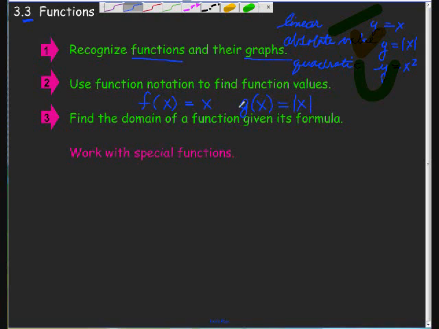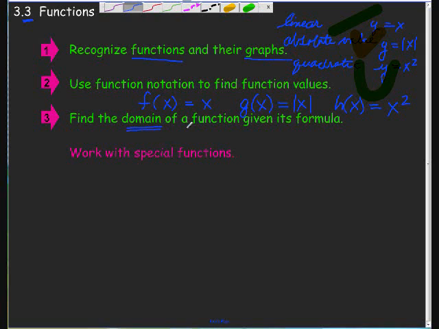So this isn't multiplication of f and x. No, no, no. It's the name of the function. We're calling the function f, or we're calling the function g. The x refers to what goes into it, the domain. And then I could have function h of x, which you can probably predict, is squaring x. So three different functions with three different operations. This one squaring, this one taking absolute value, and this one a linear function.